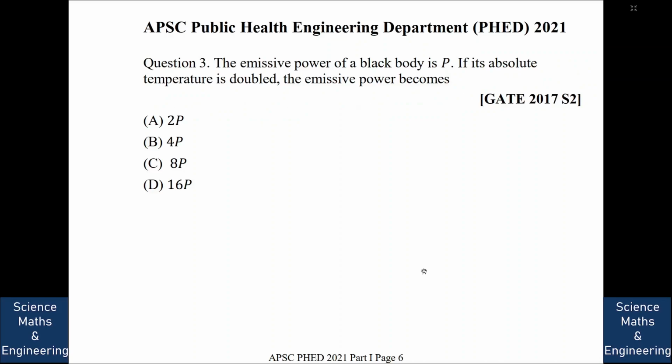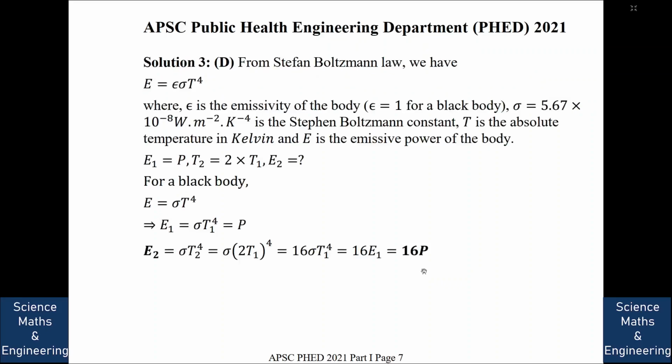The emissive power of a black body is P. If its absolute temperature is doubled, the emissive power becomes, so the answer is, now from the Stefan-Boltzmann law, we know that E is equal to epsilon into sigma T to the power 4. Epsilon is the emissivity of the body. For a black body, it is 1. Then sigma is equal to 5.67 into 10 to the power minus 8 watt per meter square per Kelvin to the power 4. This is known as the Stefan-Boltzmann constant, and T is the absolute temperature in Kelvin.